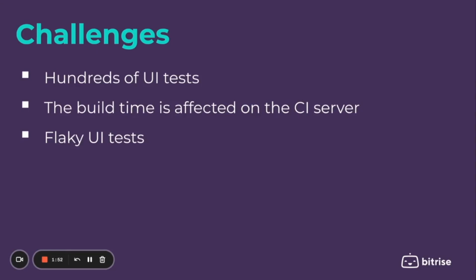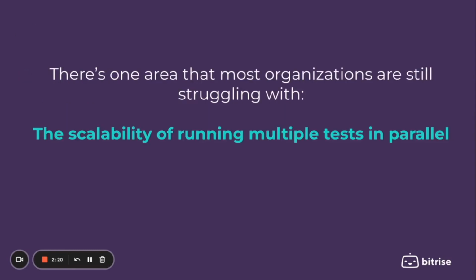And what are the challenges we might have when we move from manual UI testing to automated UI testing? First, there might be hundreds of thousands of UI tests. Second, the build time might be significantly affected by the CI server performance. And third, you might have some flaky tests that would fail from time to time. There's one area that most organizations are still struggling with, which is the scalability of running multiple tests in parallel.